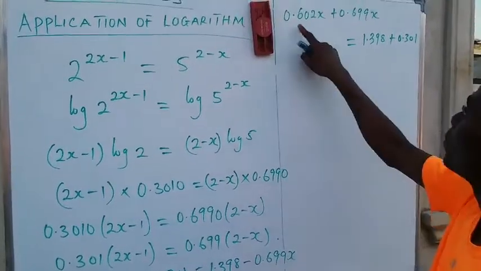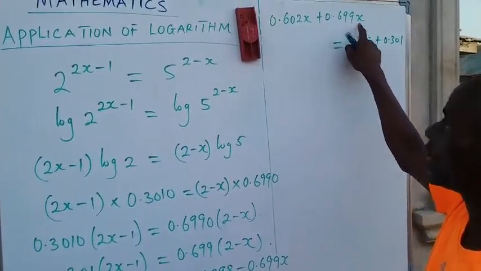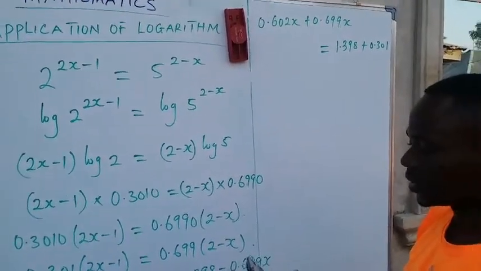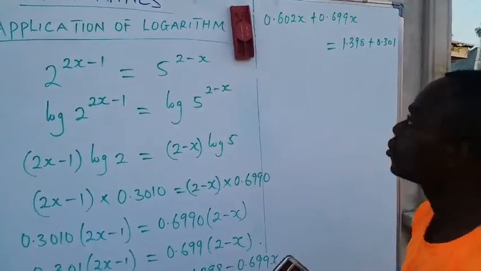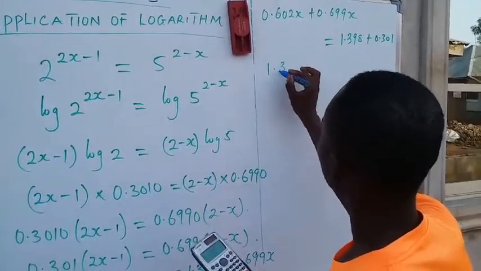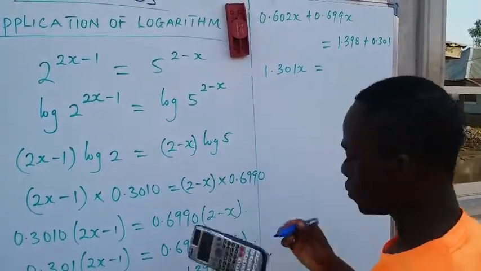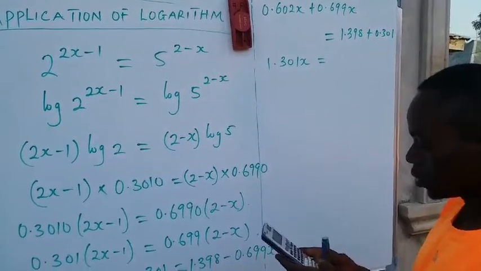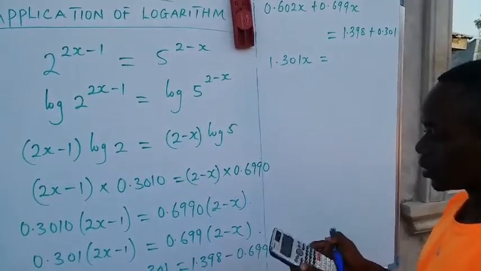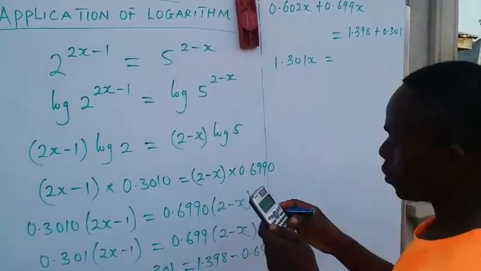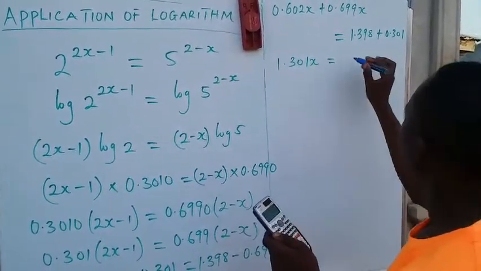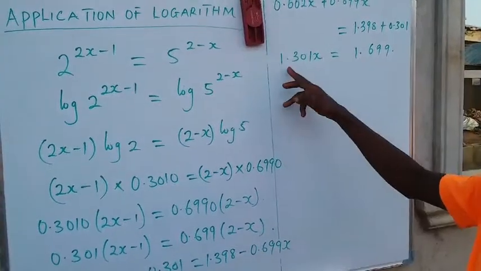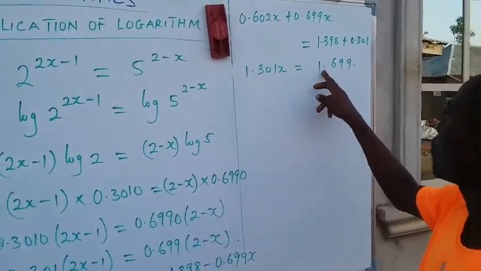We have 0.602x plus 0.699x. So we have 0.602 plus 0.699. That gives us 1.301. So this is 1.301x, which is equal to, we have 1.398 plus 0.301, and that gives us 1.699. So at this stage, as usual, we have 1.301x to be equal to 1.699.